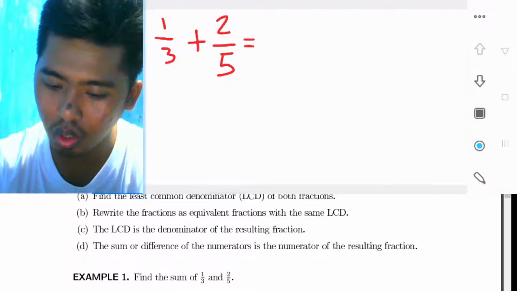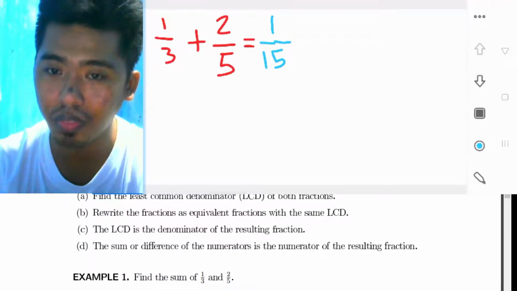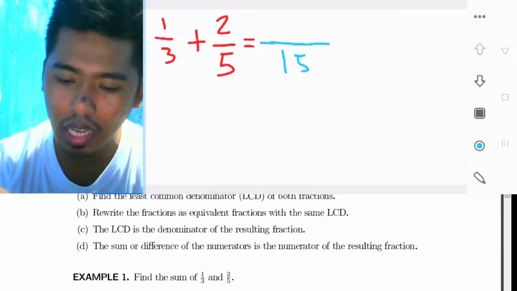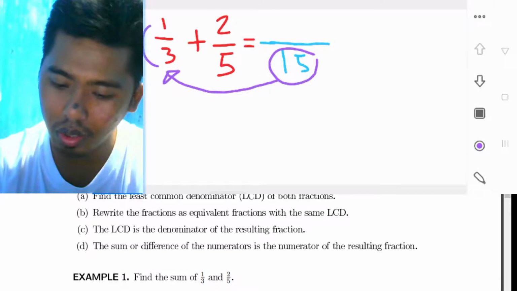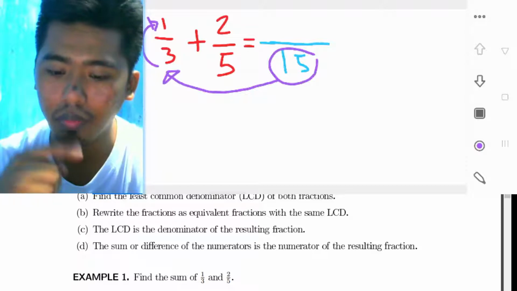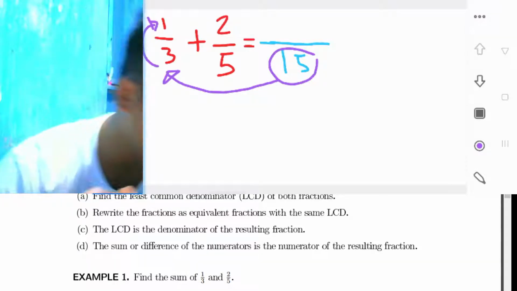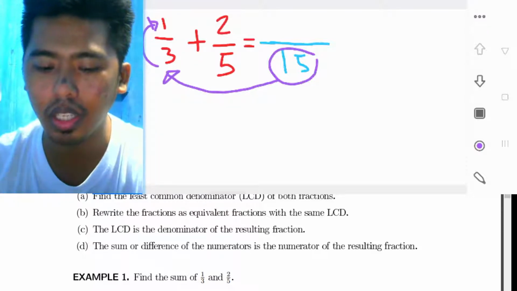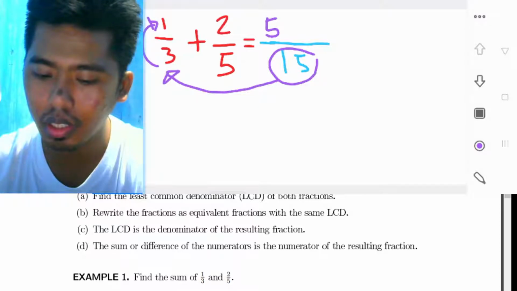The LCD would be 15. Sorry, my bad. Let's redo this. 15 divided by 3 is 5, then we multiply by the numerator, not add, sorry. Again, you divide the denominator, then you multiply the numerator. So 15 divided by 3 is 5, and 5 times 1 is 5. Then copy the symbol, which is addition.